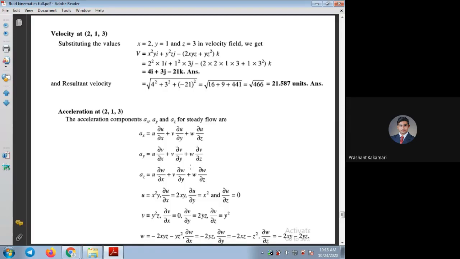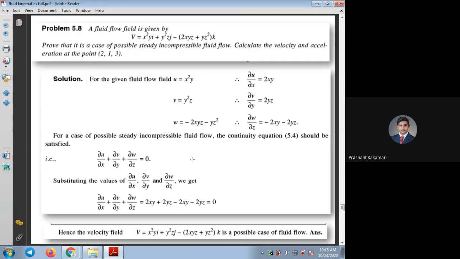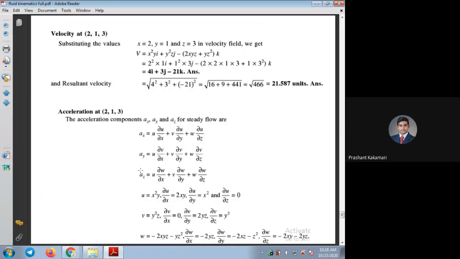So u into dou u by dou x, if you want to find out, I know u value which is given in the problem itself. What is that u? X square y. So this we have written here. X square y is u. If you differentiate, dou u by dou x, I'll get 2xy. So these two you have to multiply. Then we have to multiply v with dou u by dou y, then small w with dou u by dou z. So like this we are going to repeat the steps. See here, u is given x square y, dou u by dou x is 2xy.